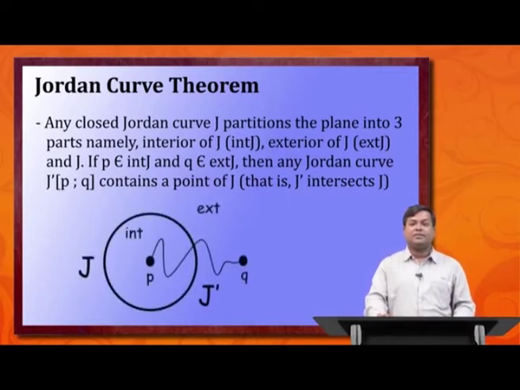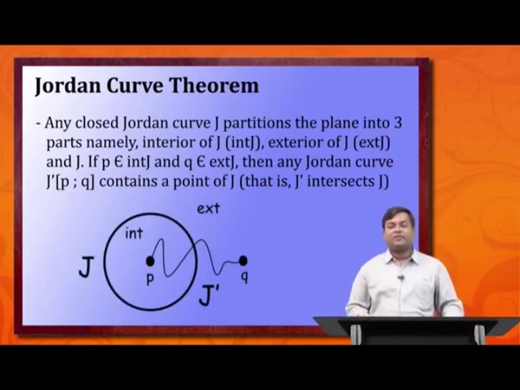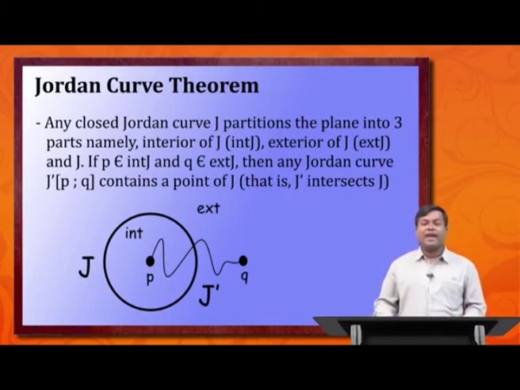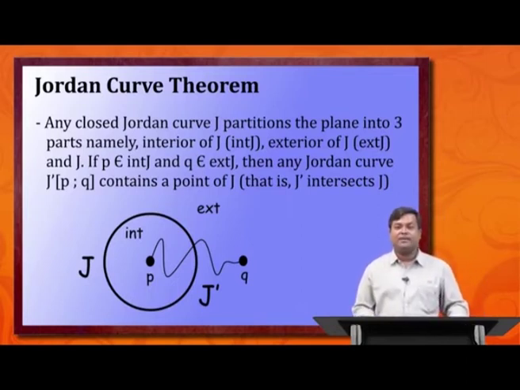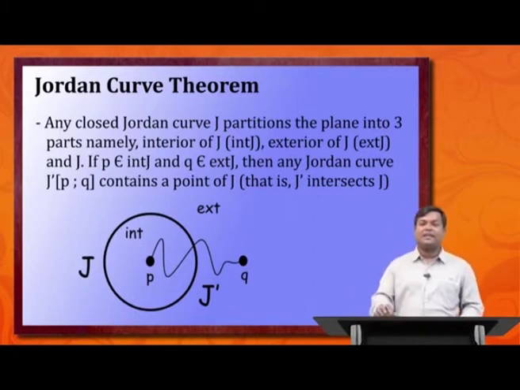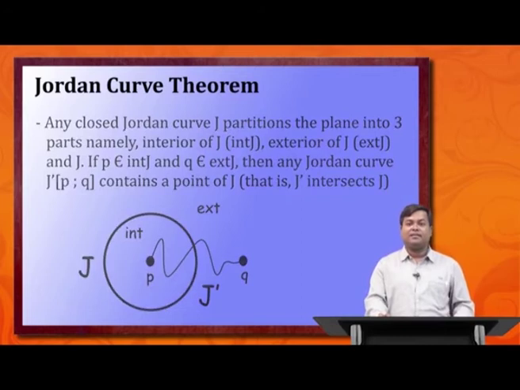So if we see the diagram, J is a closed Jordan curve, and it splits the entire region into 3 different parts: interior, exterior and J itself. P is in the interior part and Q is in the exterior part. So PQ is another Jordan curve J dash. Definitely J dash will intersect J.